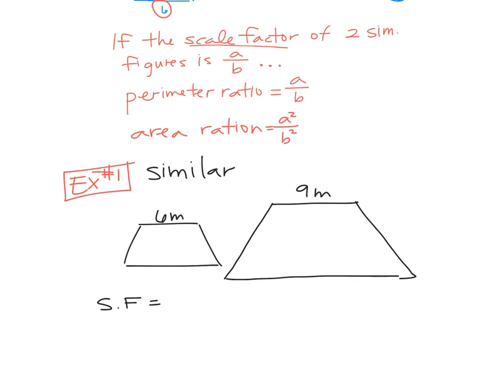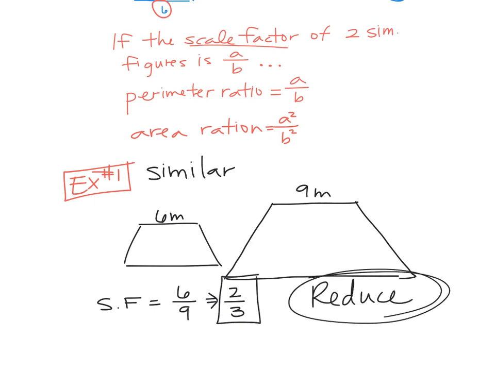2:3, okay? Here's the biggest thing you need to make sure of on these problems: you have to reduce if you can reduce. Because if you don't reduce, you get some really crazy numbers later in the game, okay? So your scale factor is 6 to 9, but your answer is 2 to 3. You have to reduce that scale factor. And I cannot stress that reduce thing enough. Make sure that you reduce.